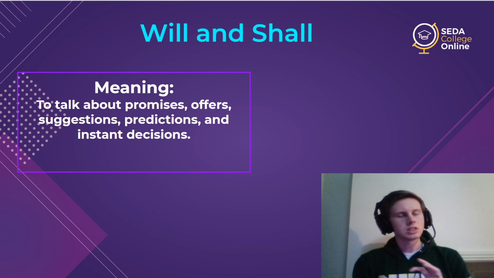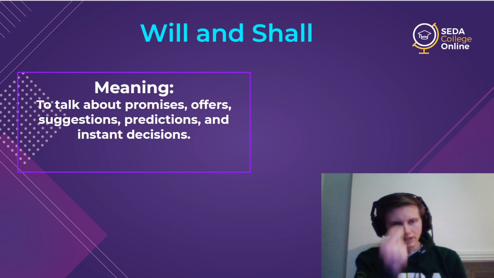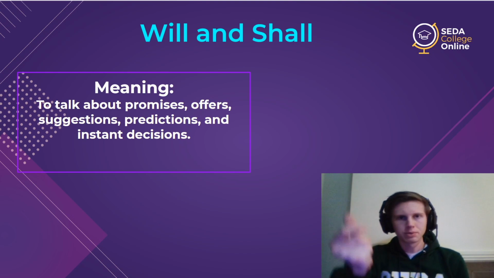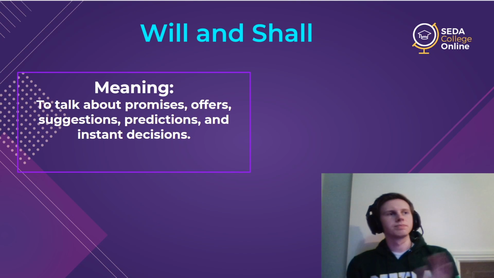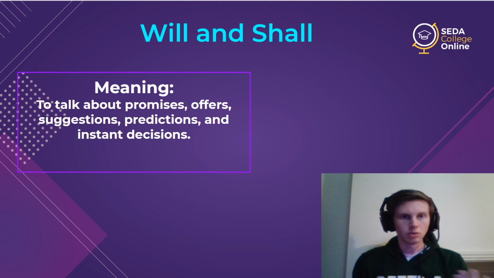Suggestions. This is where shall comes in. I will talk a bit about that in a minute. Predictions. We might make predictions about the weather with will. And then instant decisions. What I mean by instant decisions are expressions about the future that you make right now. They just snap in your mind. You're sitting, you're working, and you go, ooh, I'll go make some coffee. I will. I'll go make some coffee. That's that instant decision, that in the moment.